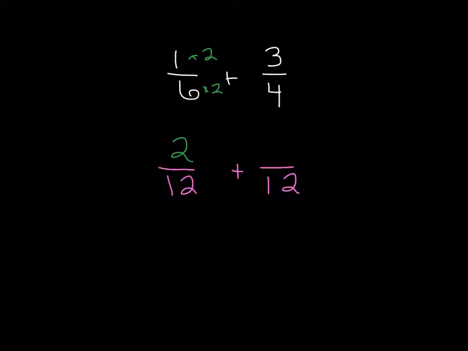Okay, then for our second fraction, 4 times 3 is 12. So we need to do 3 times 3, which is 9. Now that we have common denominators, we can add the numerators together. 2 plus 9 is 11, and keep the common denominator.